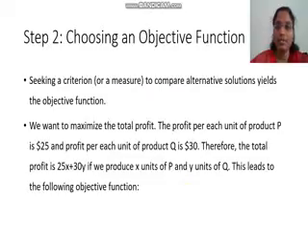Then the next step is choosing an objective function. The objective function is a criterion or measure that we want to find in order to compare alternative solutions.